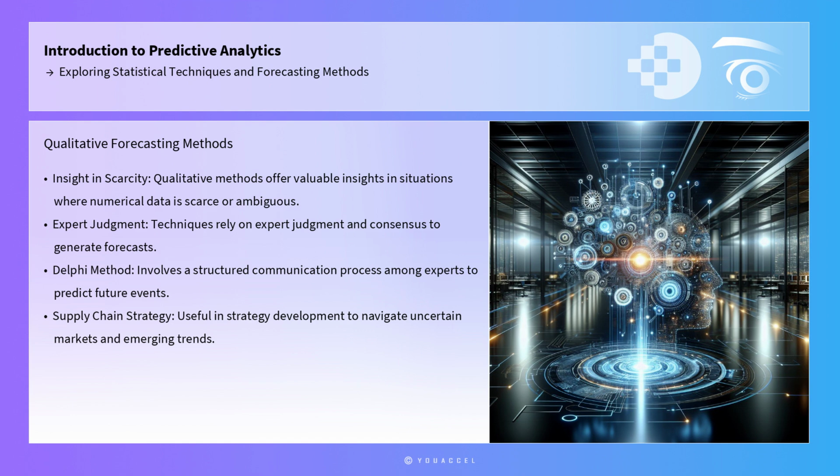Qualitative forecasting methods, while less precise than their quantitative counterparts, offer valuable insights in situations where numerical data is scarce or ambiguous. Techniques such as the Delphi method and scenario analysis rely on expert judgment and consensus to generate forecasts. The Delphi method, for example, involves a structured communication process among a panel of experts to predict future events. This method can be particularly useful in supply chain strategy development, where expert insights are needed to navigate uncertain markets and emerging trends.